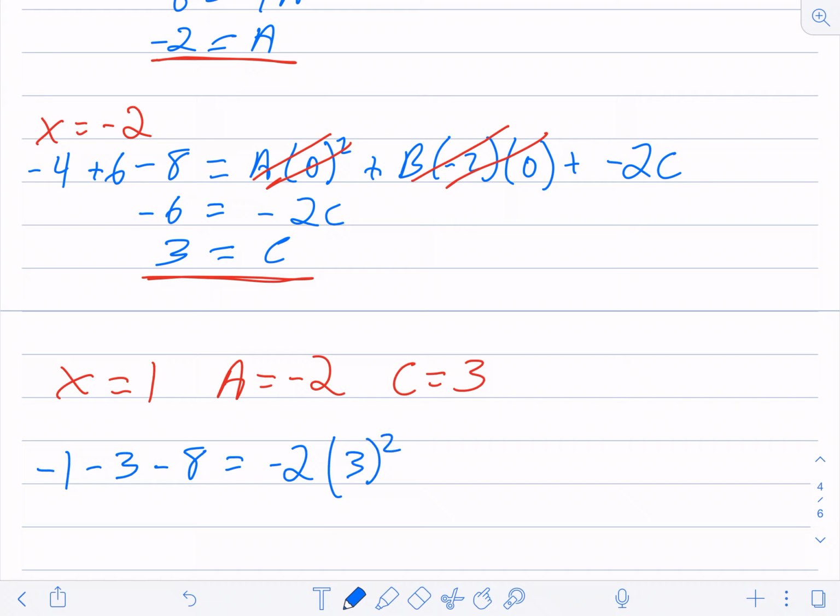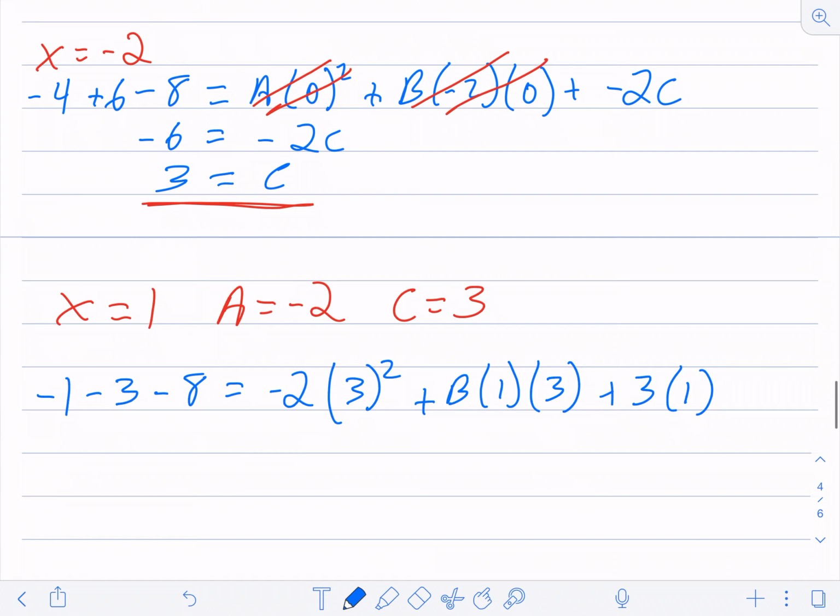Because I plugged in x equals 1. And then for the b term, I'm going to get b and x equals 1. And then 2 plus 1 is 3, so b times 1 times 3. And then c times 1, well, c I already know is 3. Let me erase that. c is 3, and then times 1. So that's going to be 3.